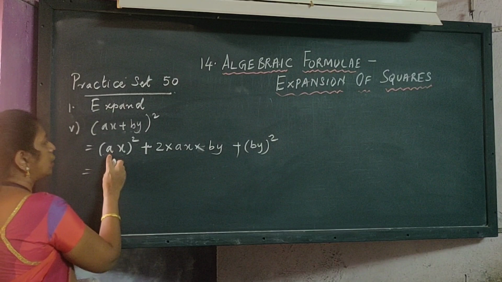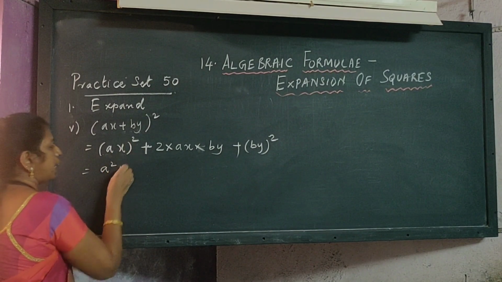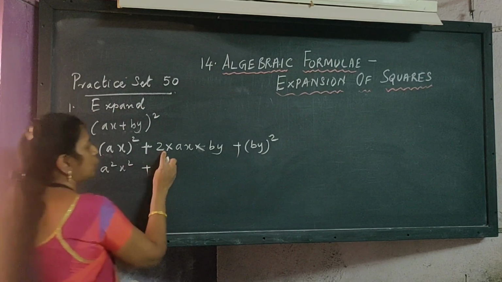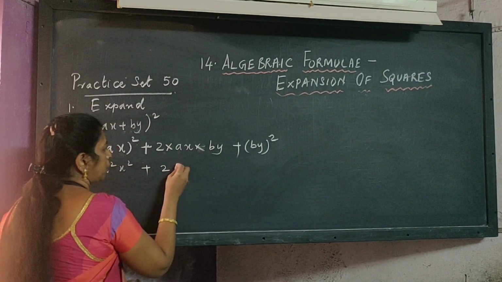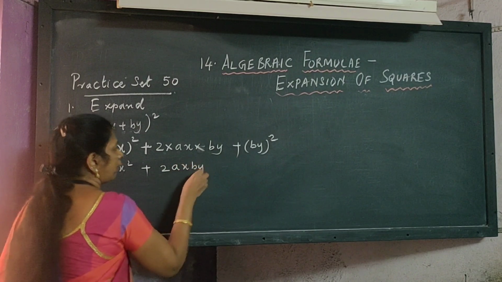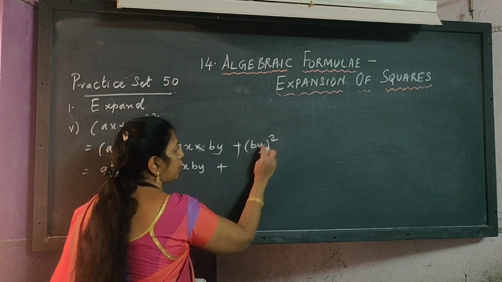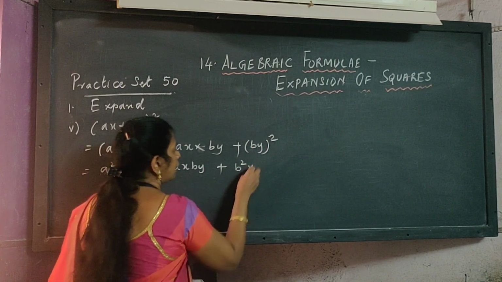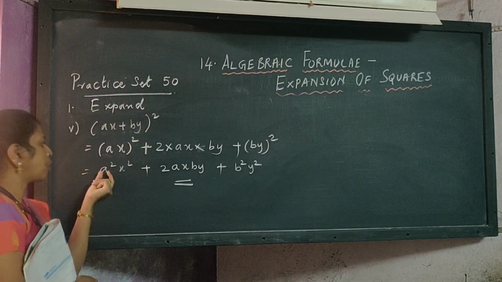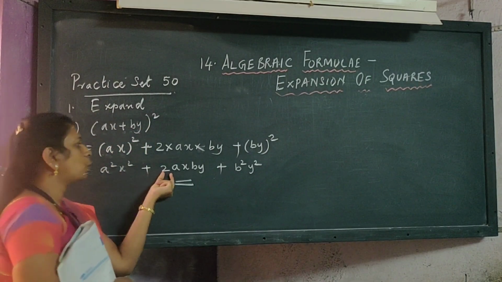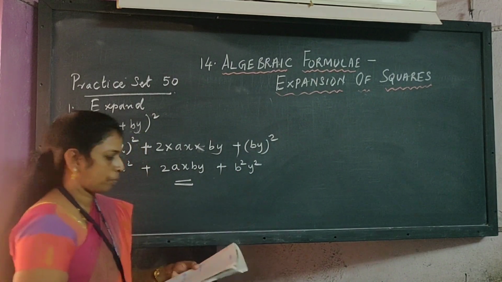Now here both are variables, so you will get a square and x square plus 2 into, that is a x b y, all are multiplied, so you write a x b y plus it will become, both are variable again, so it will become b square y square. So ax plus by the whole square is what? A square x square plus 2 ax by plus b square y square.